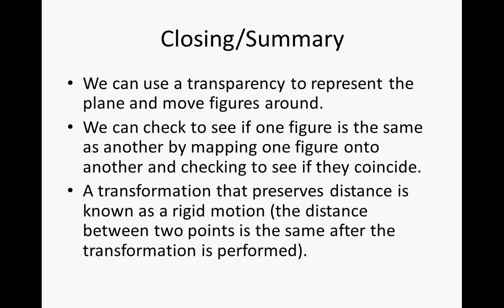All right, so we will go over these in class, but to wrap up this lesson, we can use a transparency to represent the plane and move figures around. We can check to see if one figure is the same as another by mapping one figure onto another and checking to see if they coincide. And last, a transformation that preserves distance is known as a rigid motion, meaning the distance between two points is the same after the transformation is performed.